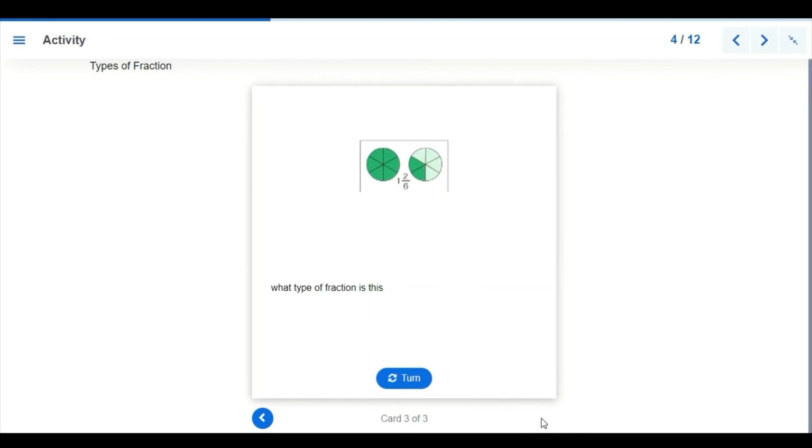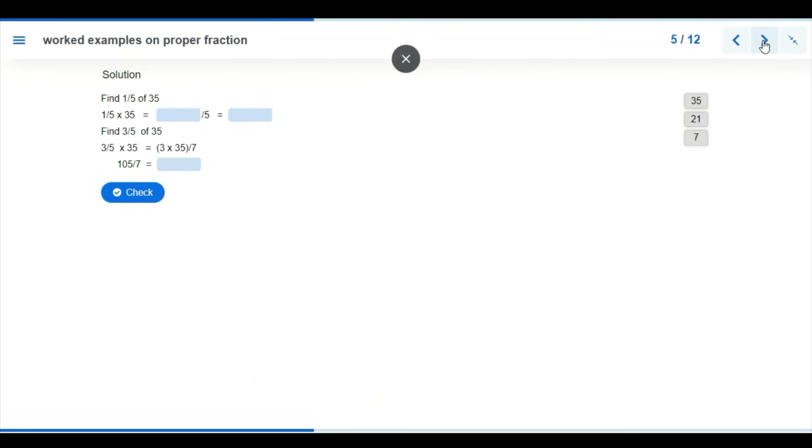Now let's go to the next one. What type of fraction is this? It entails both a natural number and a proper fraction. If you look at this, this is 1, which is a natural number, and this is a proper fraction, where the numerator is smaller than the denominator. So what type of fraction is this? This is a mixed fraction.